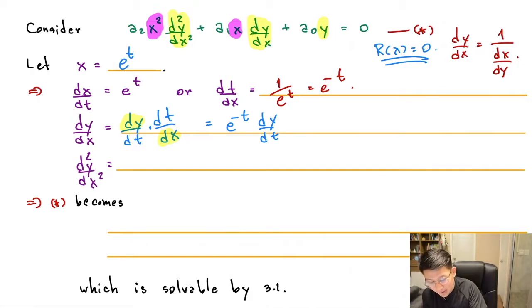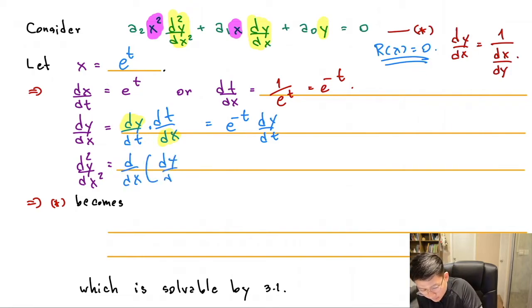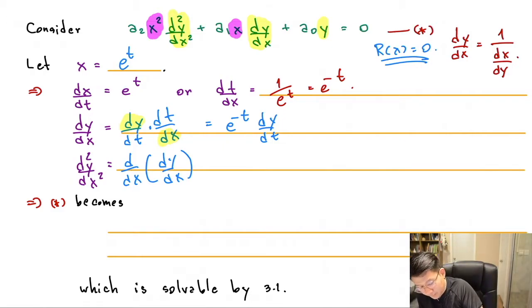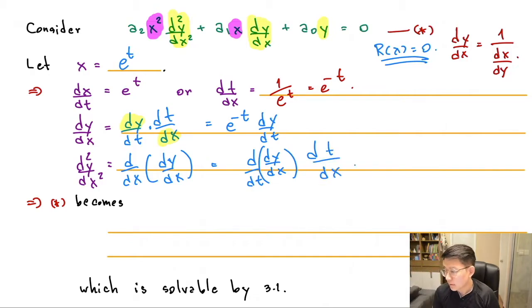That would be, by definition, d by dx of dy by dx, right? Then you find the first derivative, and then you find another derivative, right? You take another derivative, which is, what is it? It would be d by dt of dy by dx, and then dt by dx, right? Make sense?